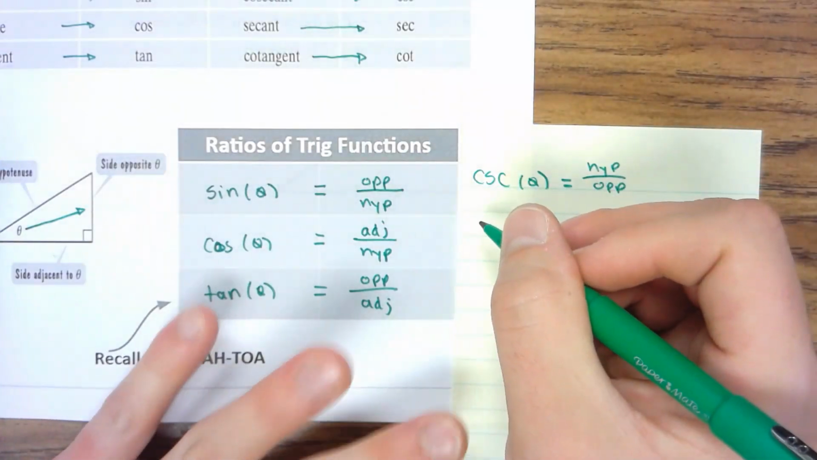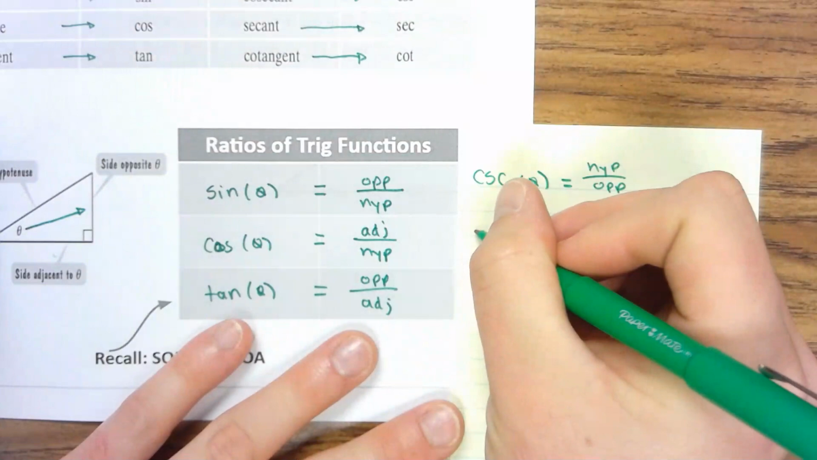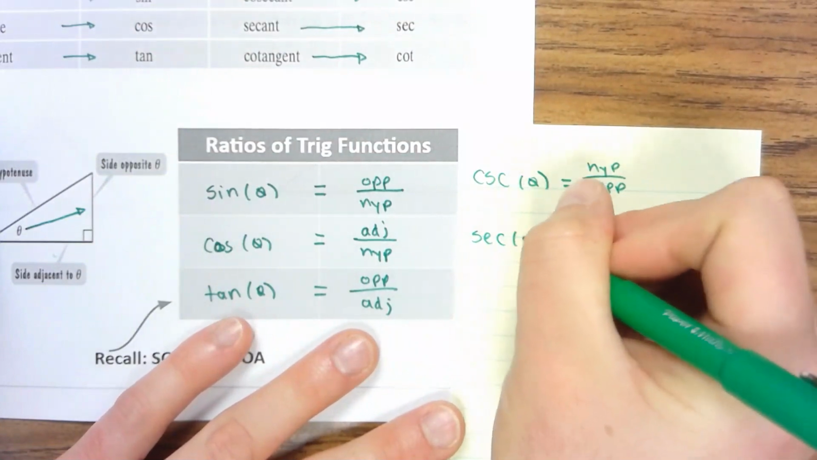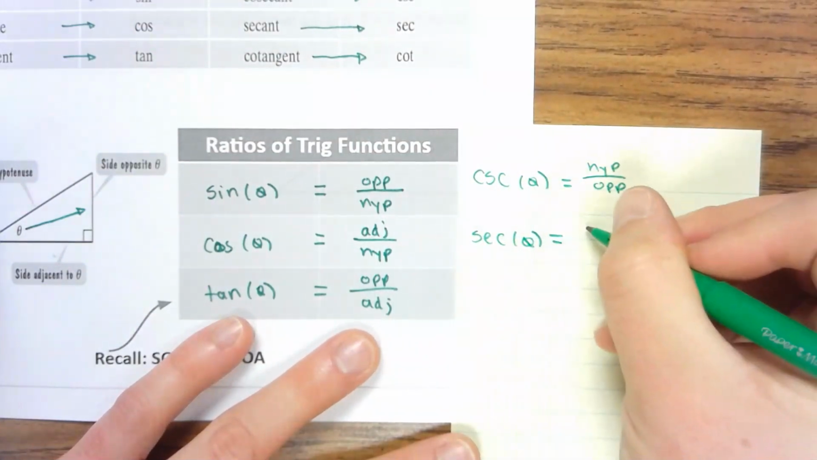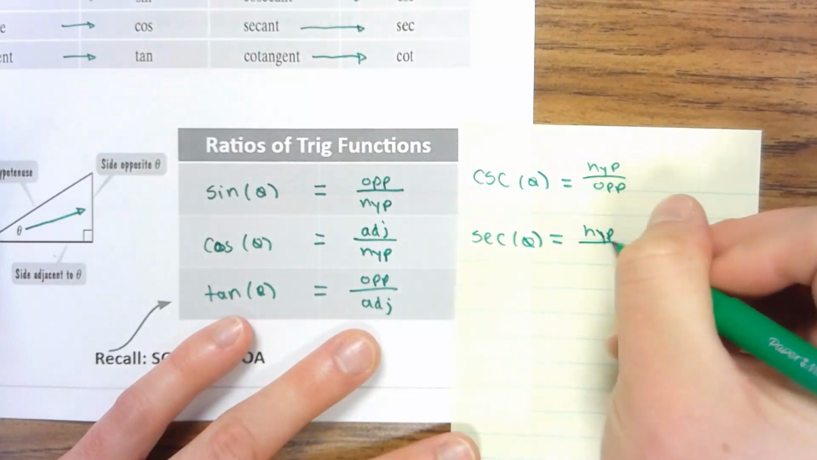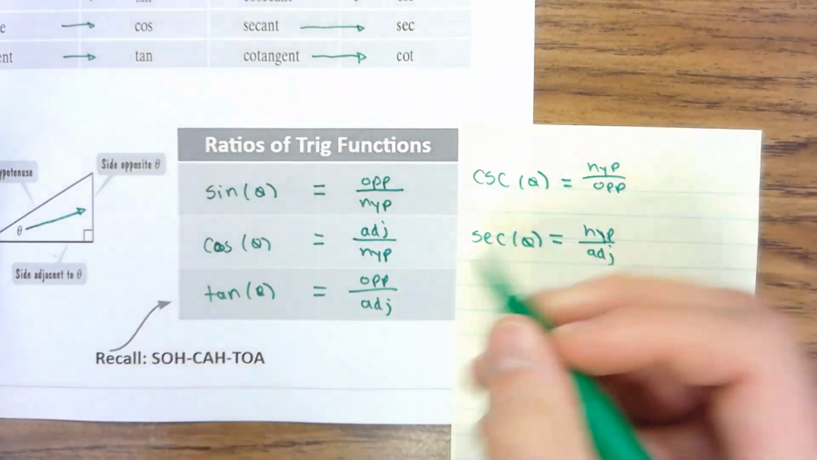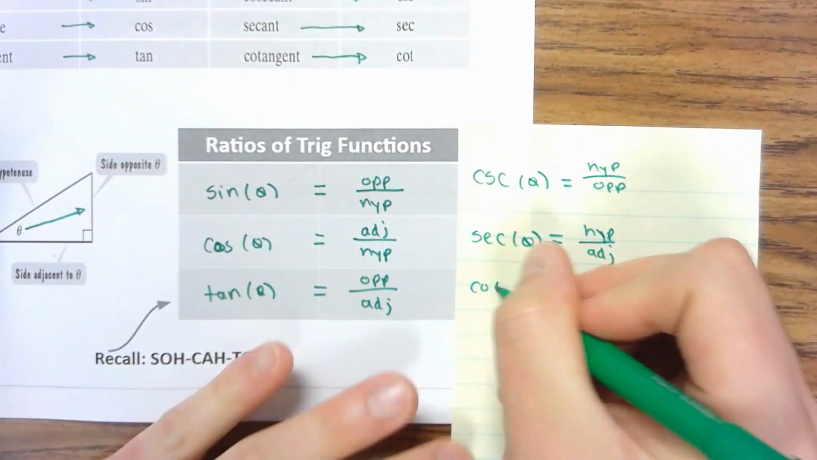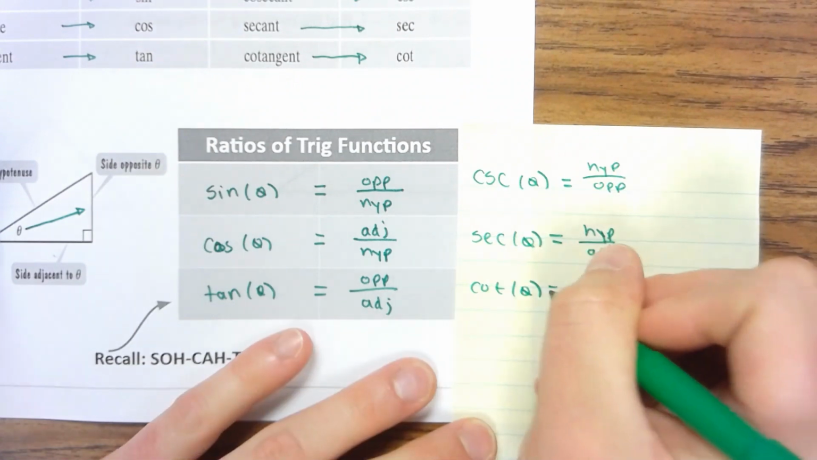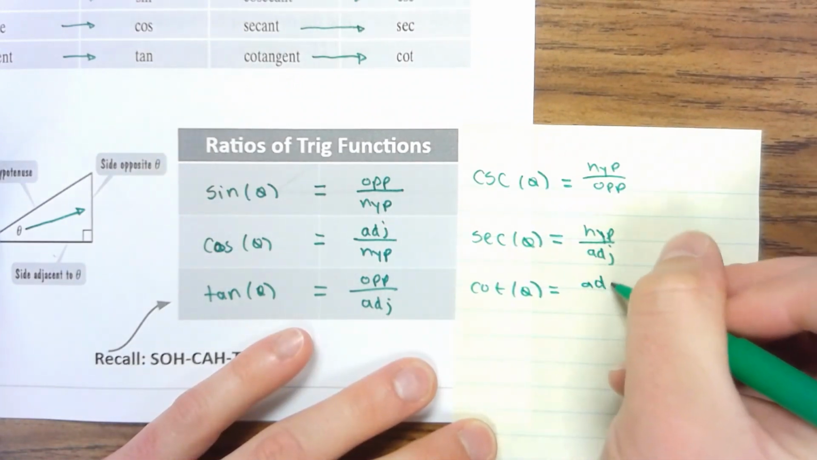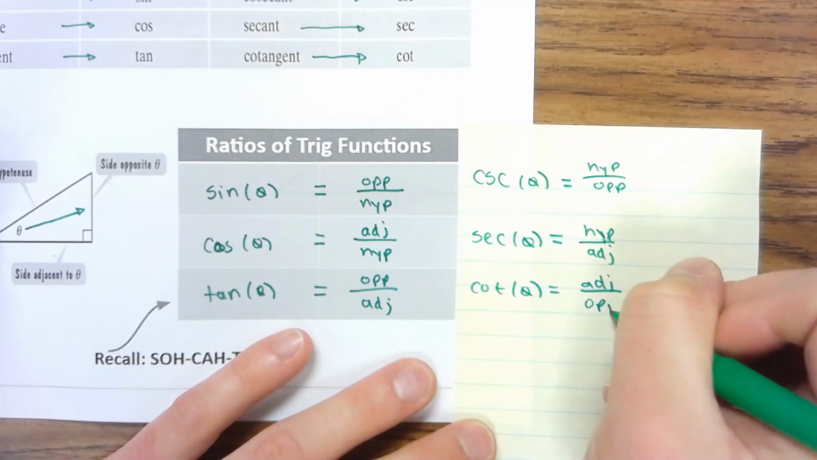The reciprocal, not inverse, but reciprocal of cosine is secant. Secant of the angle is the reciprocal ratio, so hypotenuse over adjacent. And then the reciprocal of tangent is cotangent of the angle, being equal to the adjacent side over the opposite side.